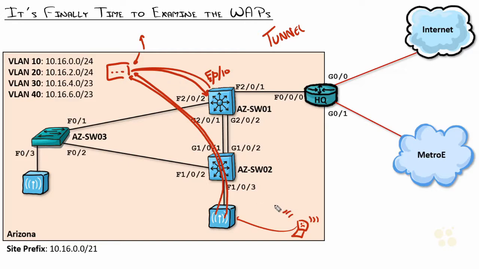So let's just hang on, follow that again. The wireless access point attaches its client. So this is a laptop, right? It attaches there.